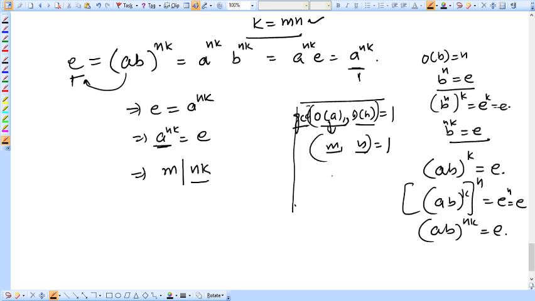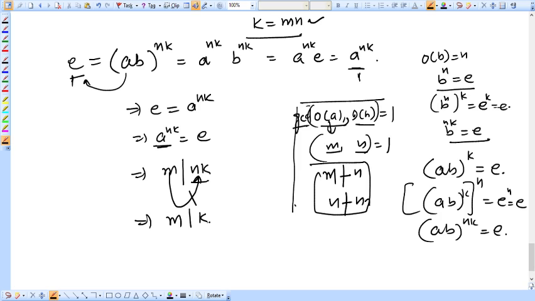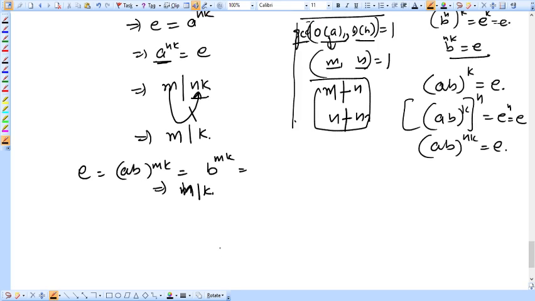What does this imply? It implies m does not divide n and n does not divide m. So here, see here, m does not divide n. This implies m divides k. Okay. Similarly, you will come to know that E is equal to (ab) raised to power mk, which would be equal to b raised to power mk. So this implies n divides k.